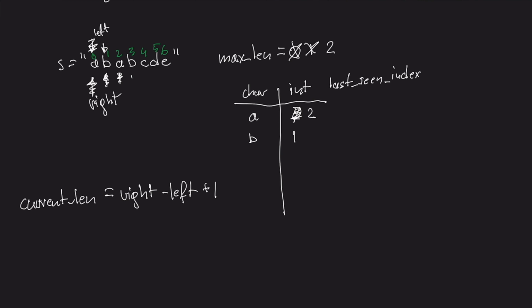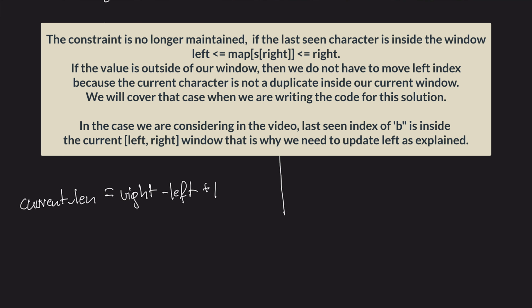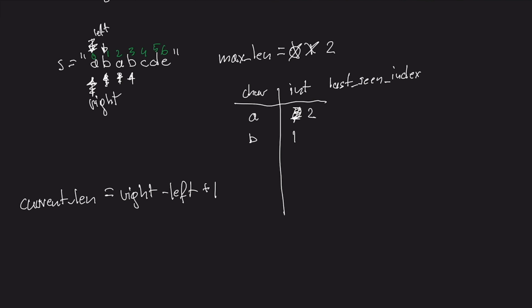We would move to B. We check whether the B is in the map. Yes, it is. So the constraint is no longer maintained. We have again a repeating character, in which case we have to move left to the position 1 past last seen B, which is 1 plus 1. Last seen B was at the position 1. So our left pointer would now move and point to the index 2. So we skipped over the B that was at the position 1, at index 1.